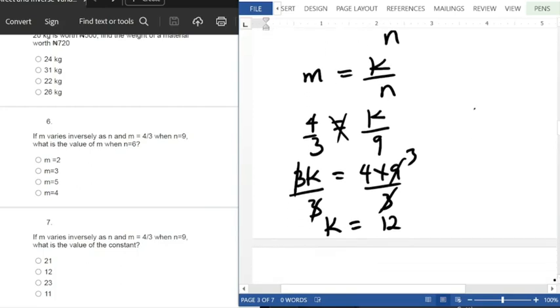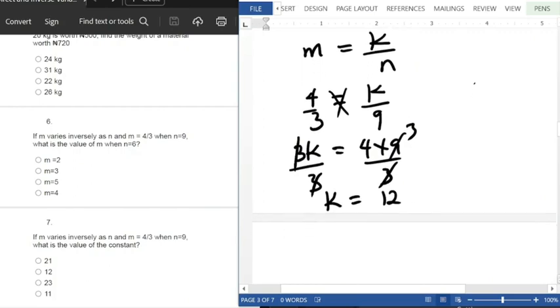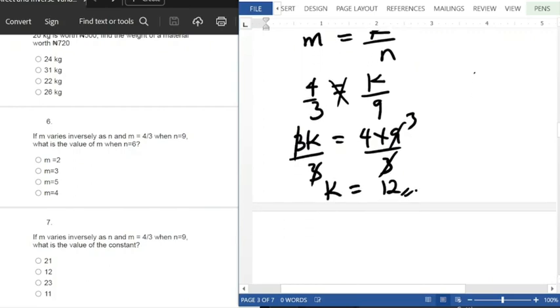So the question asks us what is the value of the constant. That answers question number 7. What is the value of the constant? 12, which is option D for question 7. We just got it now.